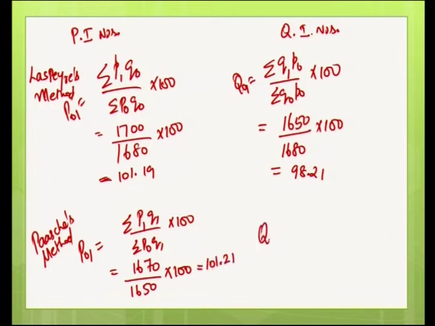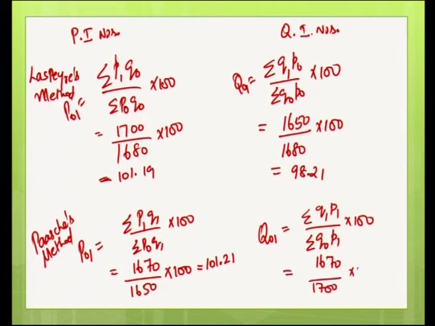101.21, and Q01, the quantity index number by Paasche's method, is summation Q1 P1 by summation Q0 P1 into 100. Reverse the rule: 1670 by 1700 into 100, and the answer is 98.24. You can just see the comparison.